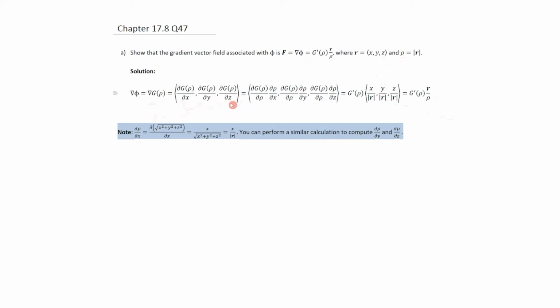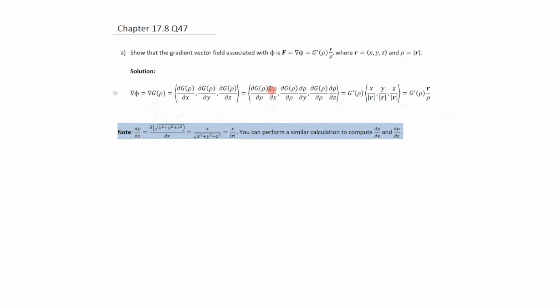Okay, so next is to realize that rho is a function of x, y, and z. And so we have to apply the chain rule. Since we're interested in x, that becomes g'(rho) d rho/dx for the x component, g'(rho) d rho/dy for the y component, and g'(rho) d rho/dz for the z component. So that means we have two terms multiplying each other.